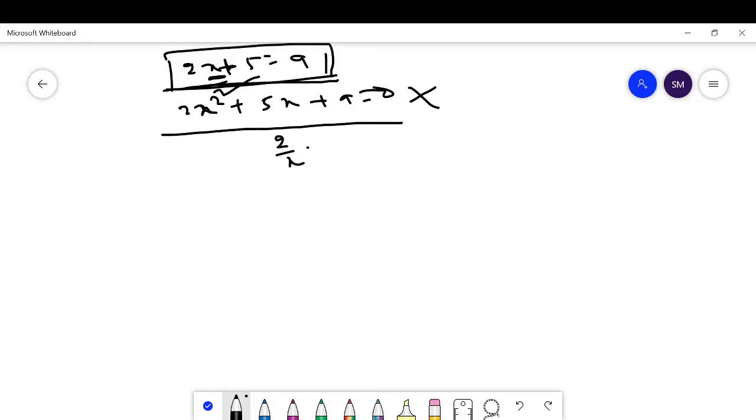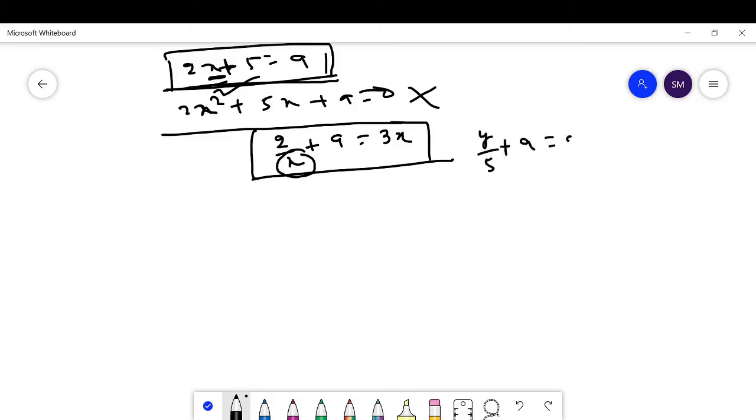Suppose 2 upon x plus 9 is equal to 3x. It's not a linear equation, because here the exponent of x is minus 1. Then you come to the conclusion about what a linear equation is. Suppose y upon 5 plus 9 is equal to 0. Yes, this is a linear equation, because here the highest power of the variable is 1.